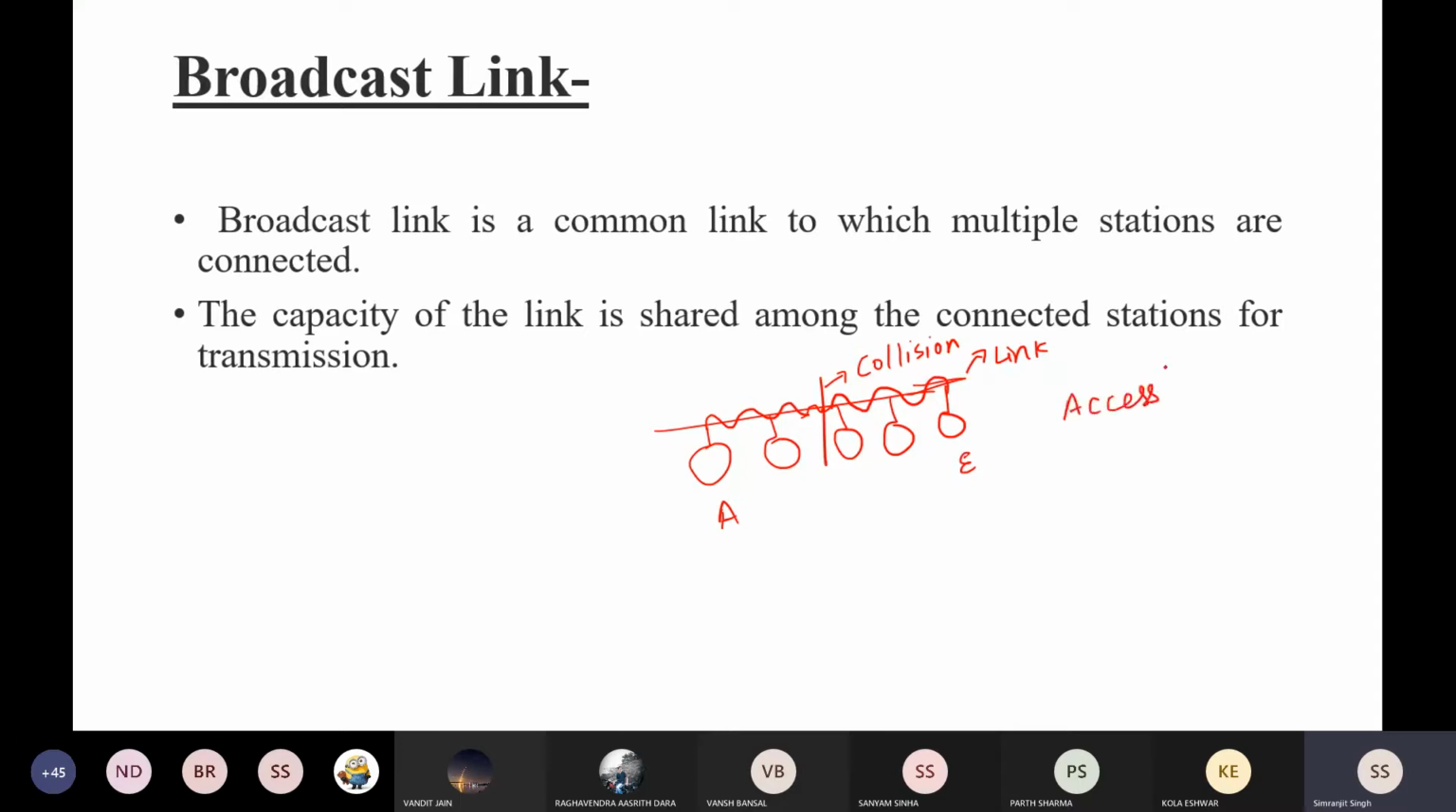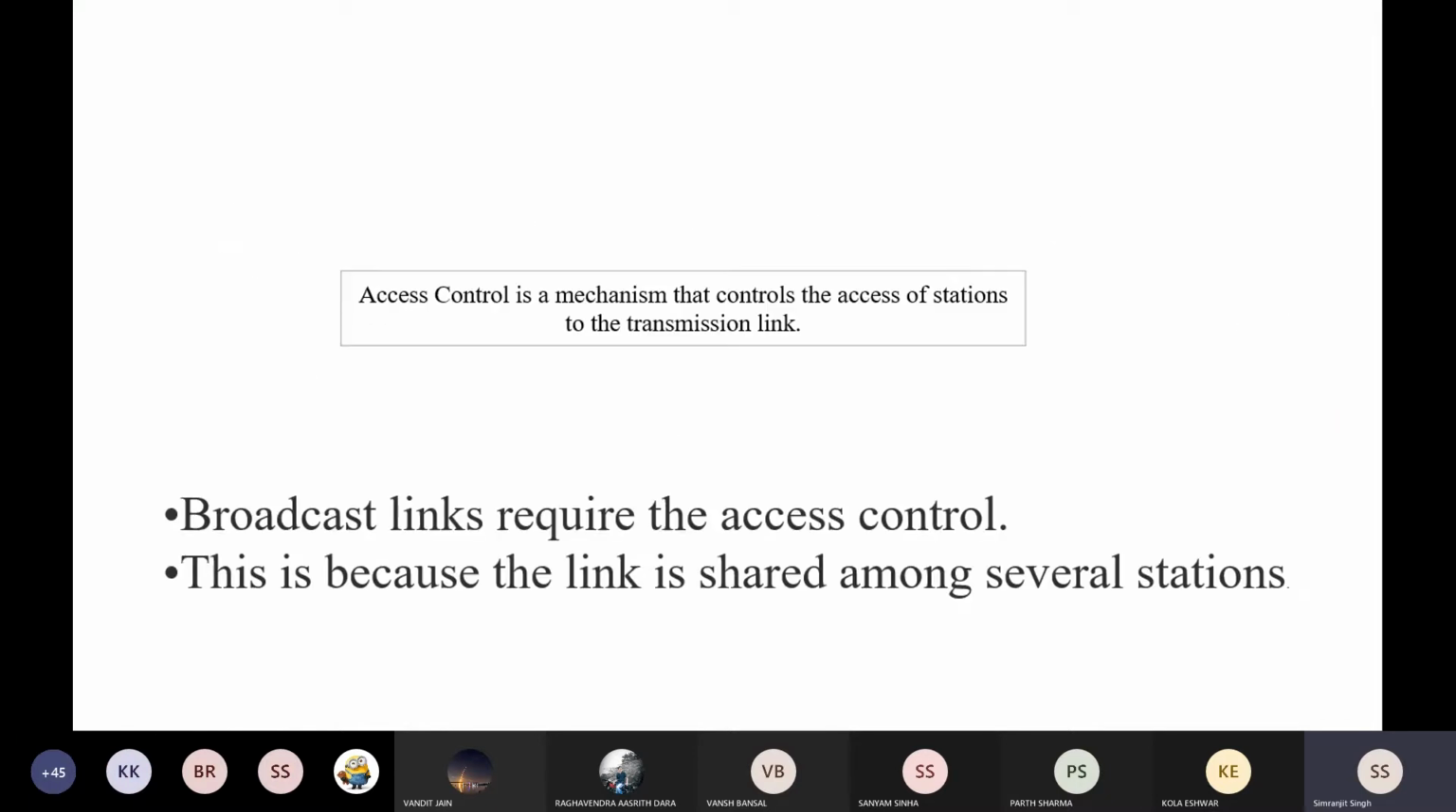Access control means that if there are more stations, like five stations, that are accessing the wire, I have to avoid the collision. This is made sure by an extra access control mechanism, and there are many techniques in access control. Access control is a mechanism that controls the access of stations to the transmission link, in such a way that the collision can be avoided.